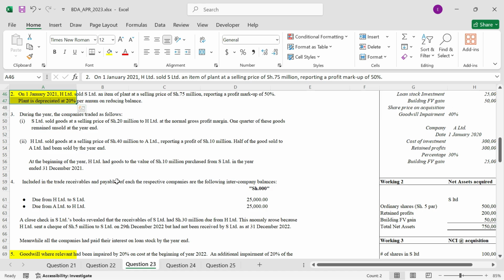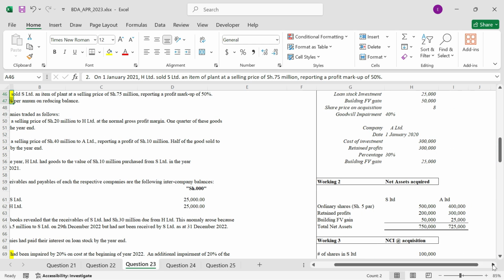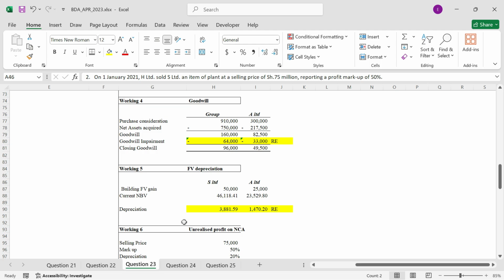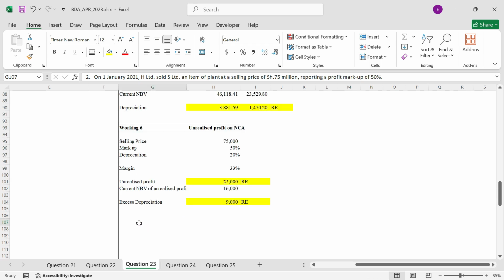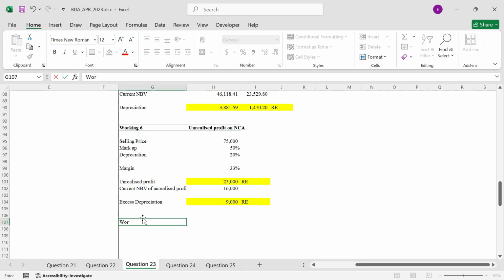So if I had opening inventory of 10 million, that means I must have also had a provision for unrealized profit. So I'll check what is the difference between the opening provision for unrealized profit and the closing provision for unrealized profit. So this will be working 7, unrealized profit on sales.